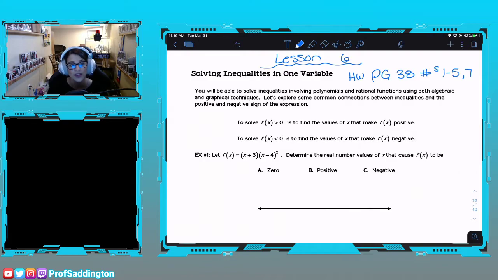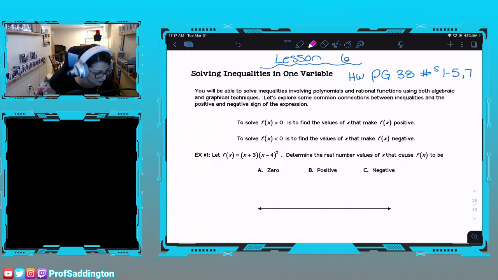If you can't print it, it's totally fine. You just do it on a separate sheet of paper. But that'll be due by next week sometime. So again, check Teams after this stream for full details on all of that. So let us dive in.